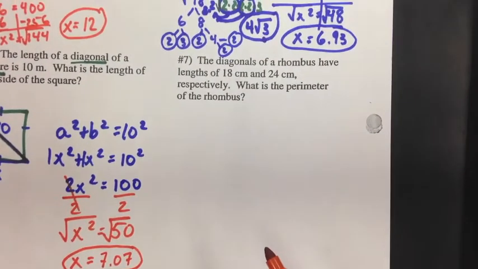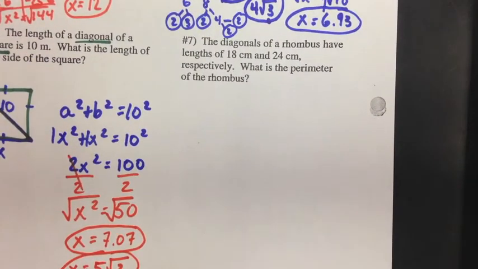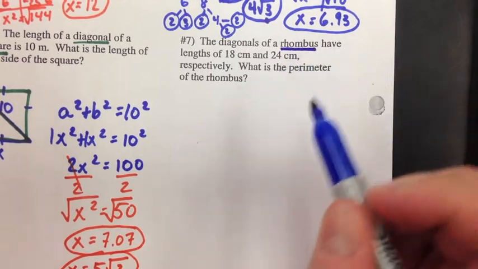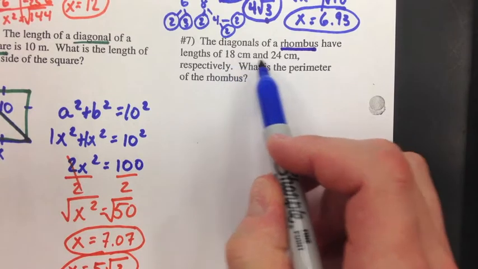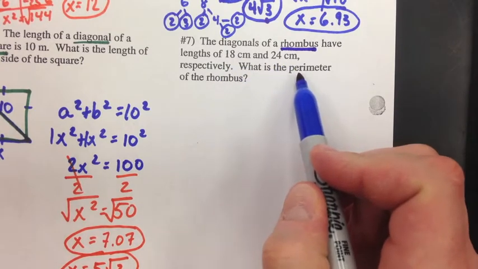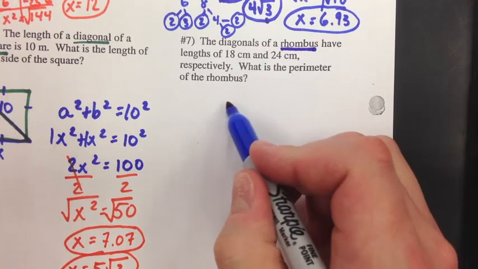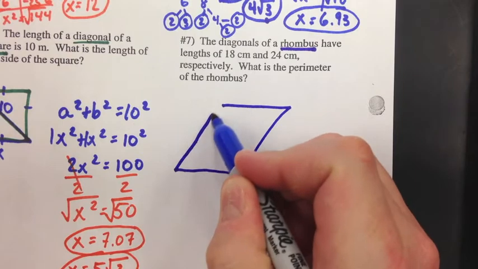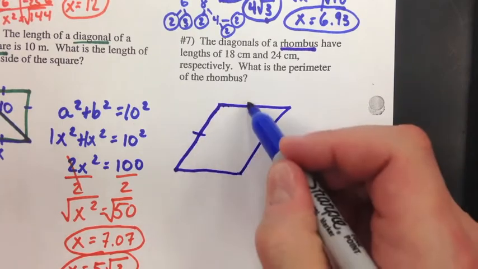All right, so the last one here, number 7, the diagonals of a rhombus have lengths of 18 centimeters and 24 centimeters respectively. What is the perimeter of the rhombus? Well, let's draw a rhombus. A rhombus is like a square that's slanted. All the sides are the same.